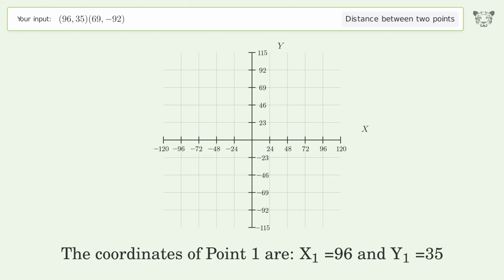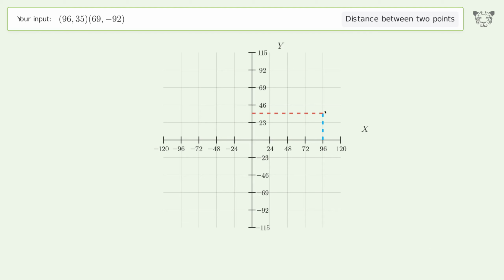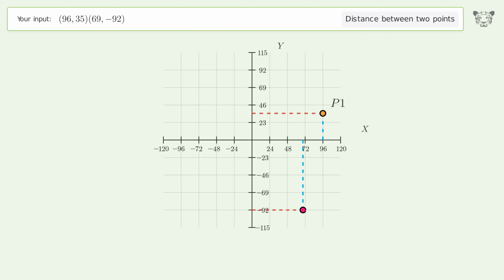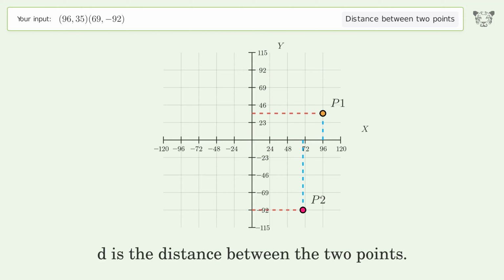The coordinates of point 1 are, x1 equals 96 and y1 equals 35. The coordinates of point 2 are, x2 equals 69 and y2 equals -92. D is the distance between the 2 points.